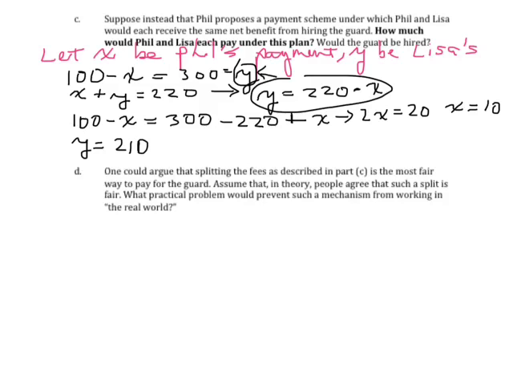And would the guard be hired? Well, in the rational model, the guard would be hired. Notice that 10 is less than Phil's valuation of 100. 210 is less than Lisa's valuation of 300. We check they each get $90 worth of surplus, so we didn't make an algebraic error. 100 minus 10 is 90. 300 minus 210 is 90. So the guard gets hired. And notice what we're assuming, that Lisa's fine with paying extra because her benefits are greater than the cost.